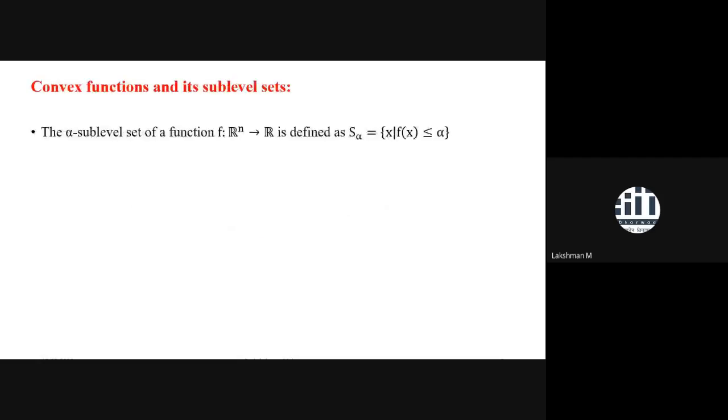Now I would like to discuss further the connection between convexity of a function and convexity of a set. Here we will define two important kinds of sets. The first set we call the sublevel set. What is a sublevel set? For a particular alpha, we define the alpha sublevel set of a function. It is a collection of all the elements from the domain of the given function such that the functional value is less than or equal to alpha. It is one kind of set representation.